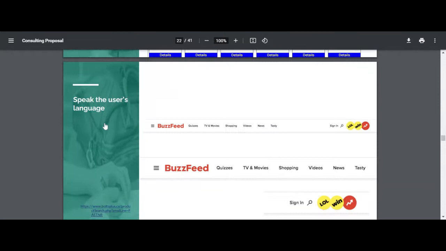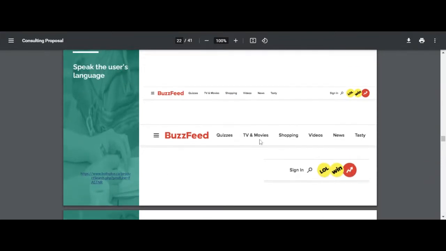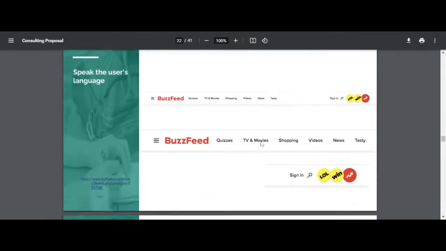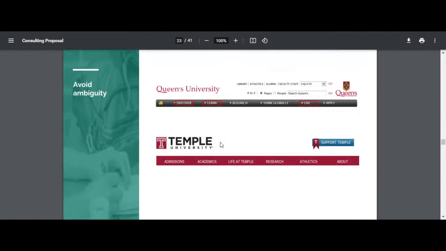Seems to be consistent, speaks the user's language. With BuzzFeed: quizzes, TV, movies, shopping, video, news, tasty. LOL, win, sign in. And these arrows, though, I don't know what they really mean. I think they're trying to be cute, but they make me think. So I don't know what they mean.